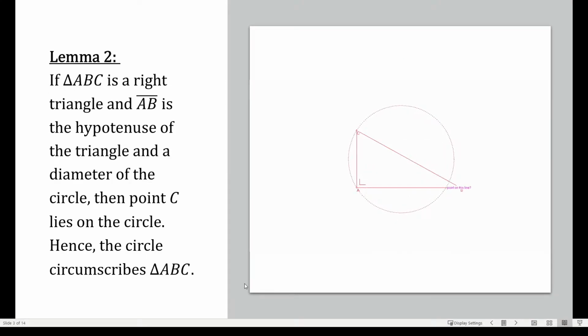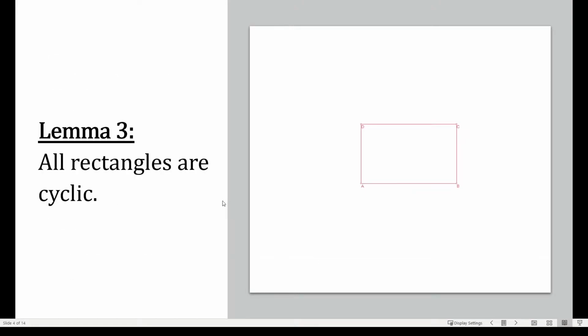The second lemma is if a triangle ABC is a right triangle and line segment AB is the hypotenuse of the triangle and the diameter of the circle, then point C lies on the circle, hence the circle circumscribes triangle ABC. The third lemma is that all triangles are cyclic.